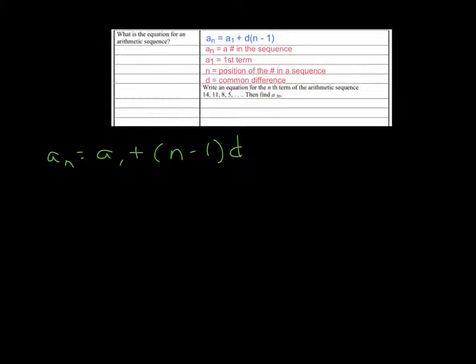A sub n is any number in your sequence. A sub 1, that's your first term. N is the position of the number in a sequence. And d is that common difference that we've been talking about.